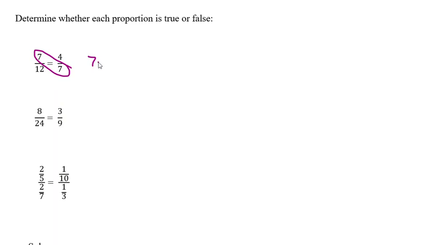So is 7 times 7 equal to 4 times 12? And 7 times 7 is 49, and 4 times 12 is 48. Not equal, so false. These fractions are very close to being equal, but they are not equal because their cross products are not equal.